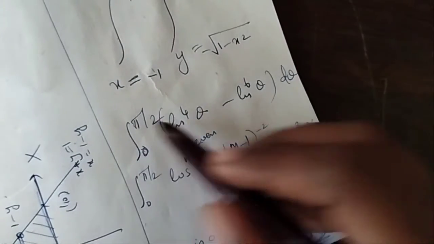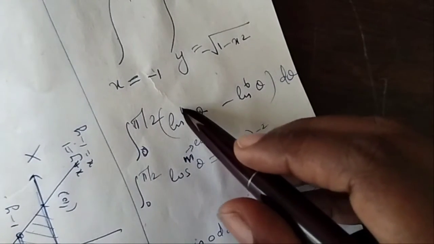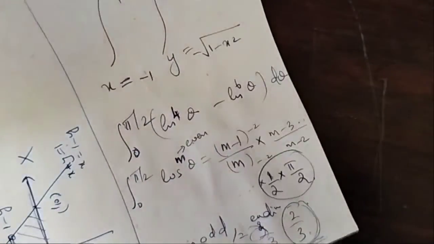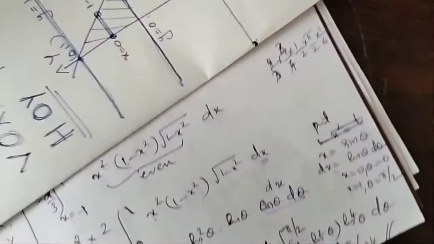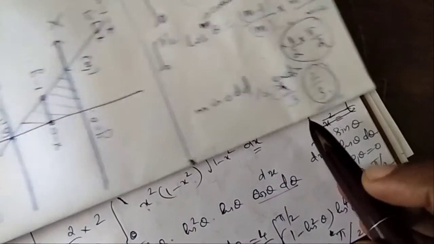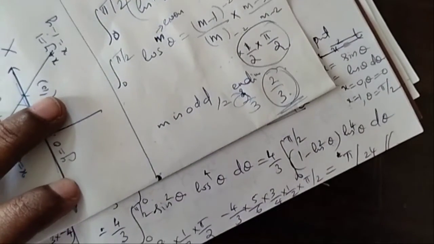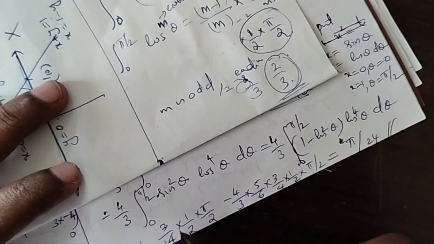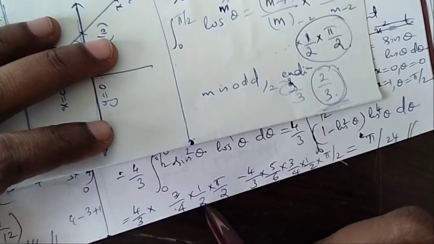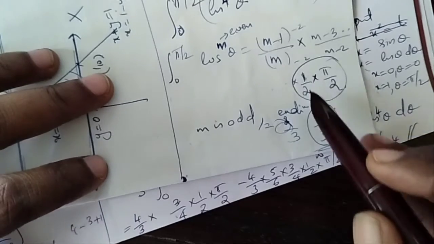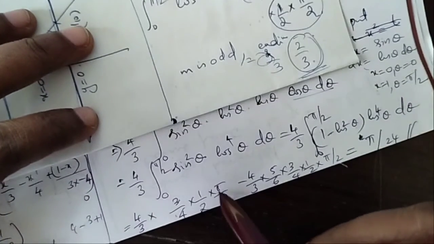So it is integral 0 to pi by 2 cos raised to 4 theta. What is the formula? Subtracting 1 from 4 gives 3, so it is 3 by 4, into, again subtract 2 from numerator and denominator, so it is 1 by 2. The last term is 1 by 2, which means you have to put pi by 2 also.